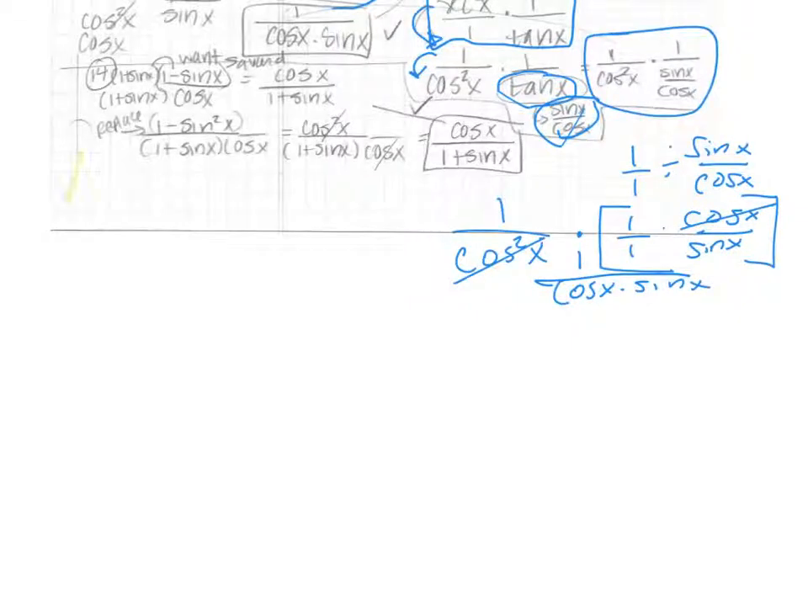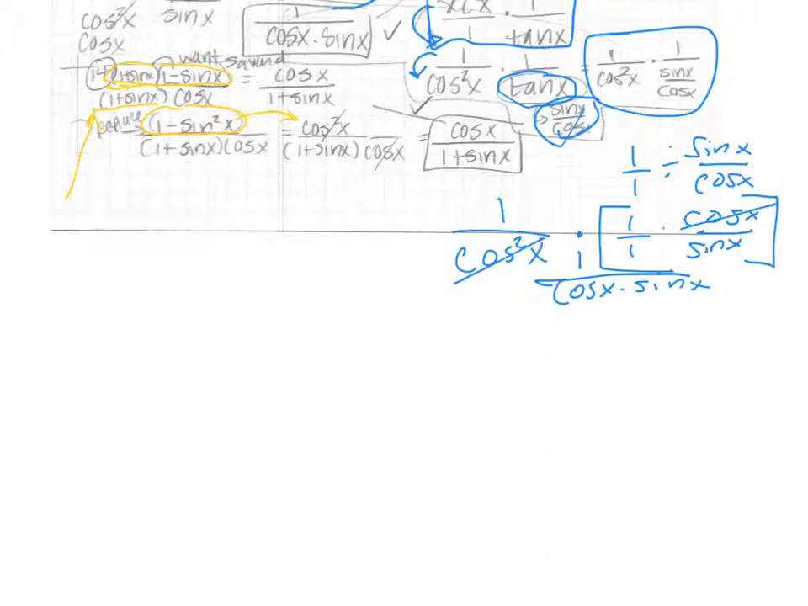So for number 14, I decided to work with the left-hand side. It doesn't really matter. I don't see any squareds or ones. I already have sines and cosines, so I'm going to try to create a squared on 1. So I decided to multiply top and bottom by 1 plus sine x, because then on top, when we FOIL, we'll end up with 1 minus sine squared x, and then we can do a replacement using our identities. We can replace that with cos squared.